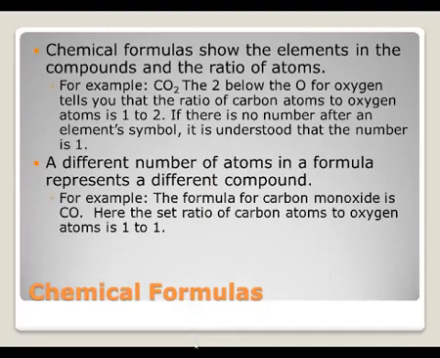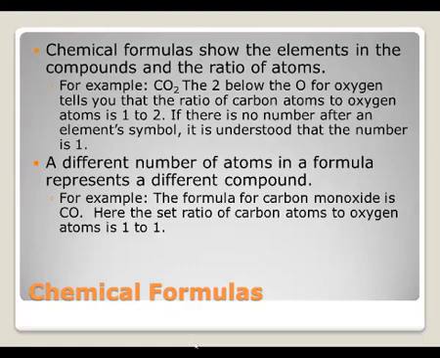Chemical formulas show the elements in compounds and the ratio of those atoms. So for example, we saw CO2. The 2 below the O, again for oxygen, tells you that the ratio of carbon atoms to oxygen atoms is 1 to 2. If there is no number after an element symbol, it's understood that the number is 1.